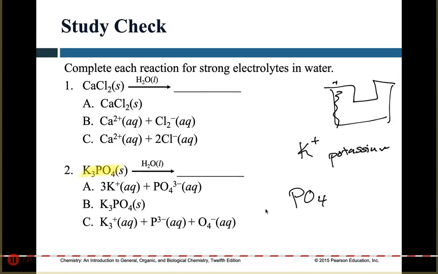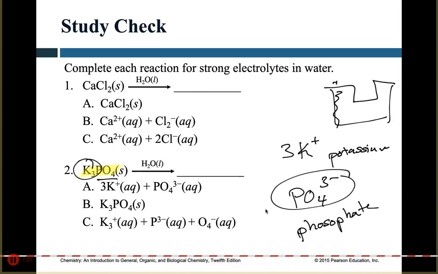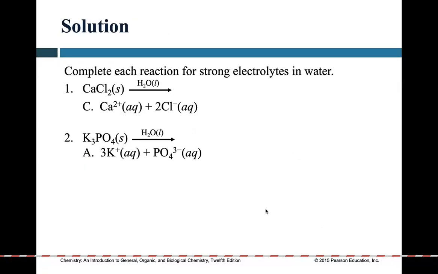Phosphate, right, that is one of the polyatomic anions I had you memorize. So phosphate. So those are going to be our individual parts. So I got 1 phosphate, I can see that here, and 3 potassium. And what does that look like? A, right here. 3 potassium and 1 phosphate. And it's exactly what we see. C and A were our correct answers.